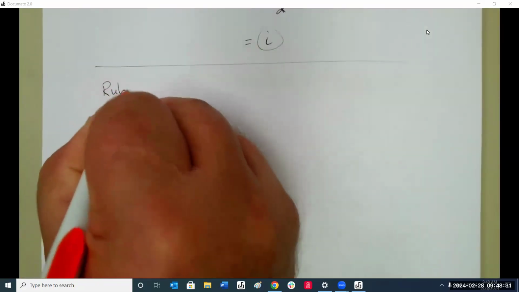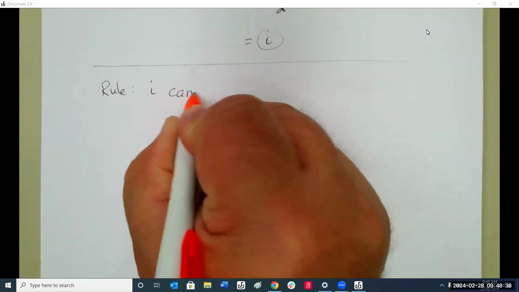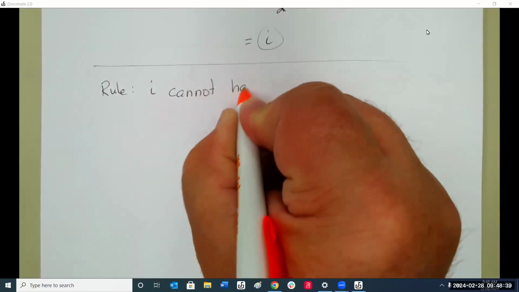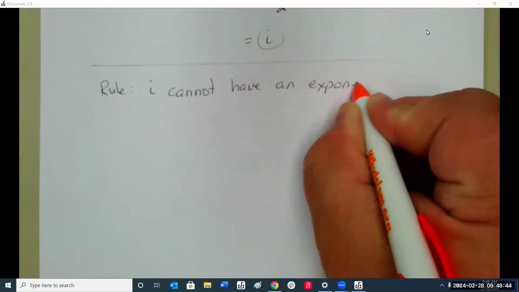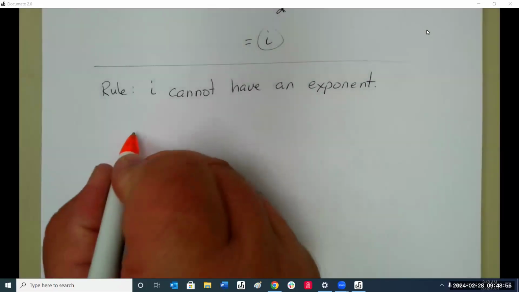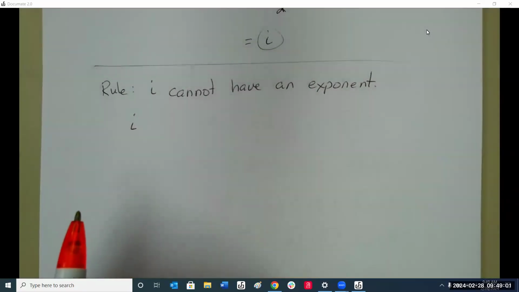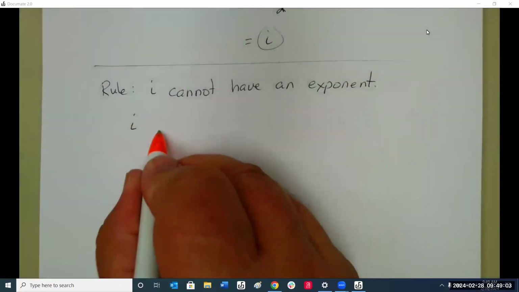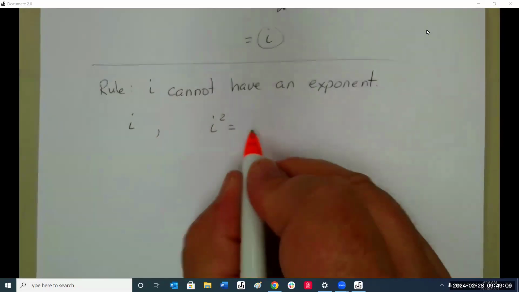The rule is this. i cannot have an exponent. So if your answer has an i by itself or with a number in front of it, it's okay. It doesn't have an exponent. But we also found out that i squared becomes what? -1.